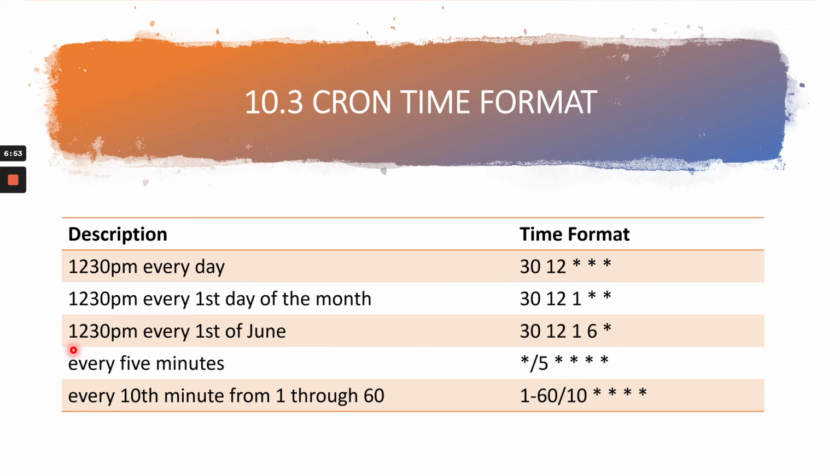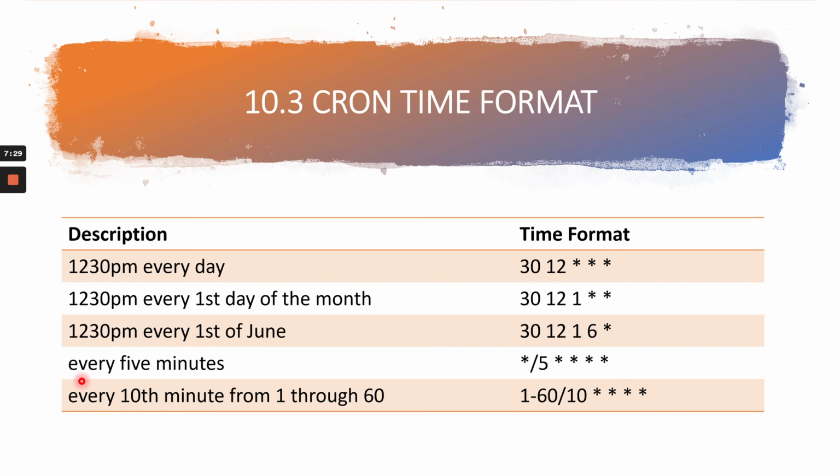In the third description, it says 12:30 p.m. every 1st of June. So the focus here is every 1st of June. The fields involved are of course the minute and the hour, which are repeated from the previous example, and then the day of the month because it says every 1st of the month, and June is the specific month involved. For the day of the week, it's not mentioned anywhere, so we just put asterisk.